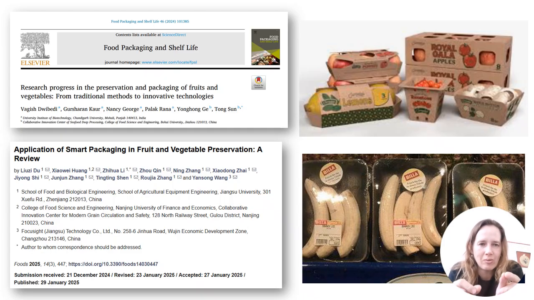We can also target what type of packaging we need to apply to extend the shelf life of indigenous crops, for example. If you look in the literature, there's a lack of data on that.